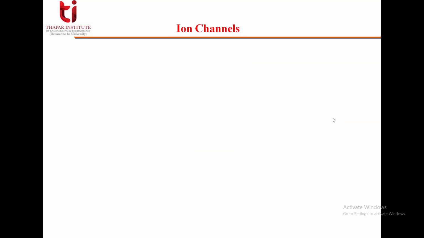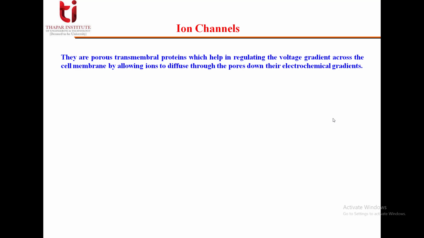Now next we will take a brief view of ion channels. What are ion channels? They are porous transmembrane proteins which help in regulating the voltage gradient across the cell membrane by allowing ions to diffuse through the pores down their electrochemical gradients. We have two general types of ion channels. They are the voltage gated ion channel and the ligand gated ion channel.